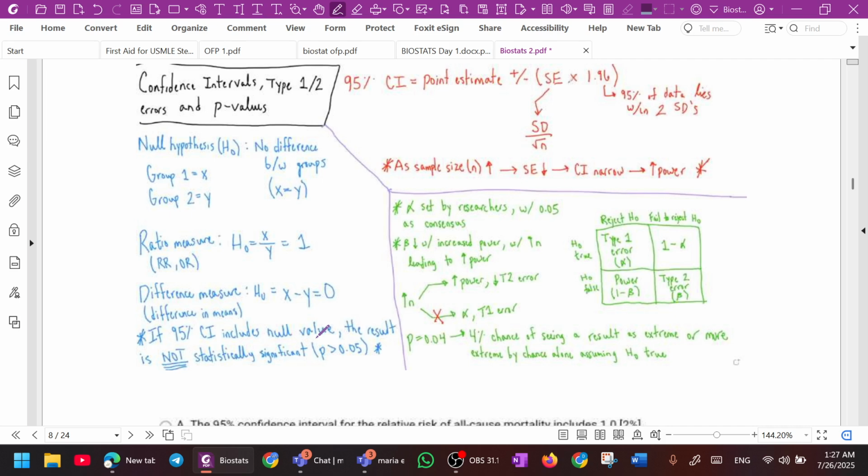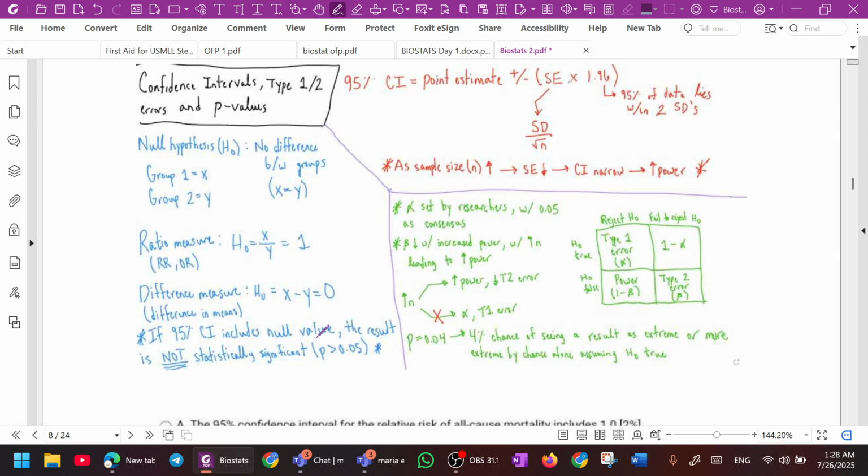So 95% of the data lies within two standard deviations. Remember that curve, the normal distribution? He was saying that the 95% comes from two standard deviations of the distribution. As the sample size increases, the error decreases, the confidence interval becomes narrower, and the power increases. The power goes with sample size. So when you have more participants, the power will rise.